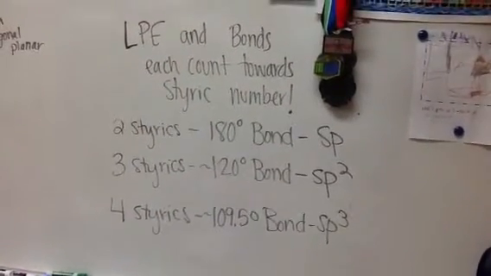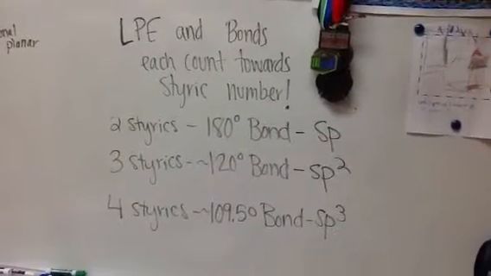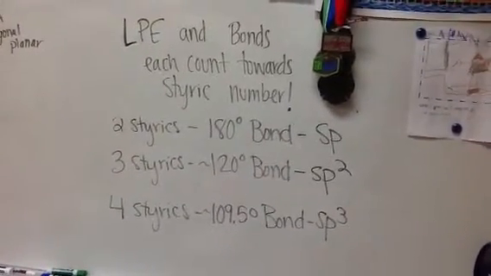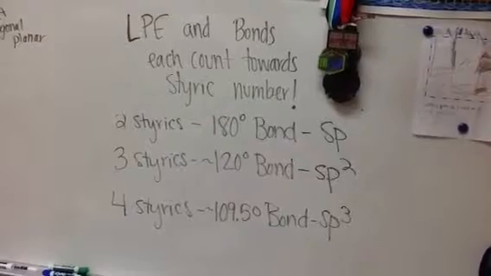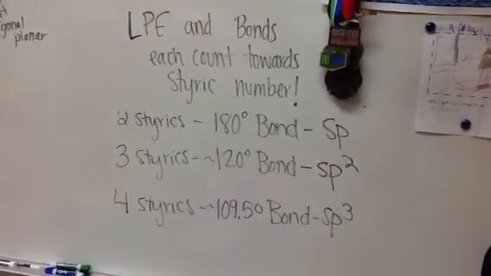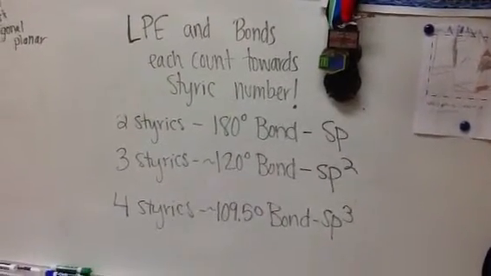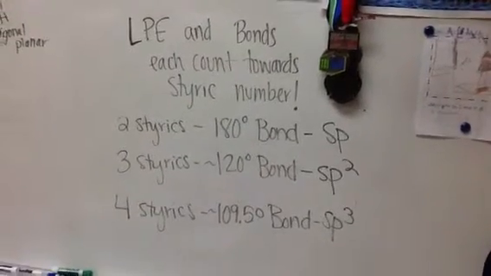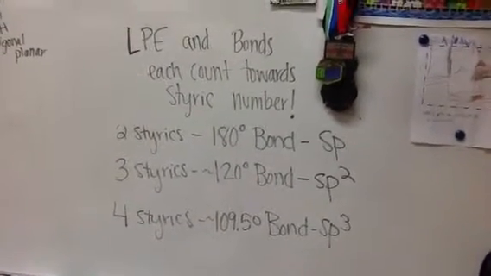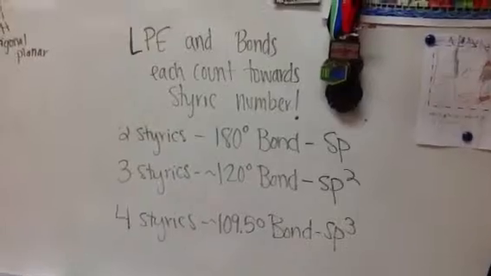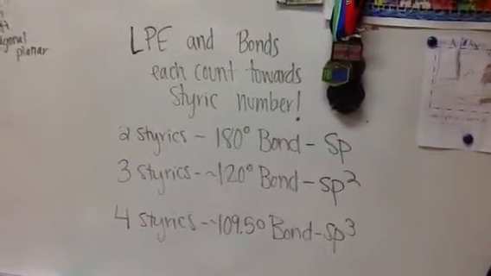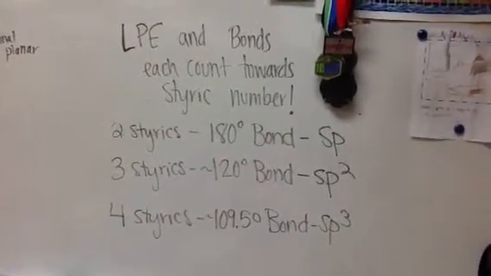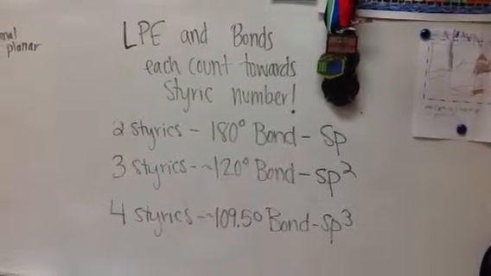Last is if you have 4 sterics, meaning 4 atoms coming off, or 3 atoms coming off with 1 lone pair of electrons, or 2 atoms coming off with 2 lone pairs of electrons. Those will have approximately 109.5 degrees in their bond angle and a hybridization of sp3.